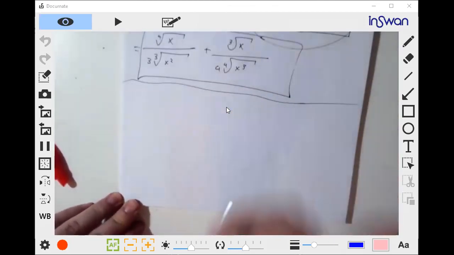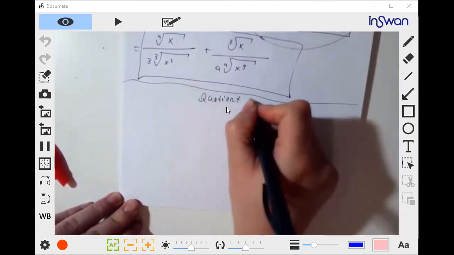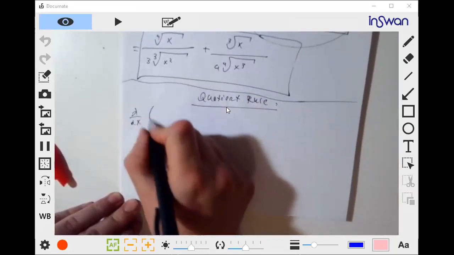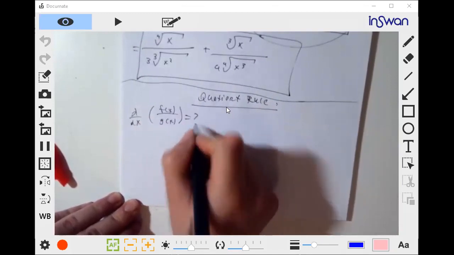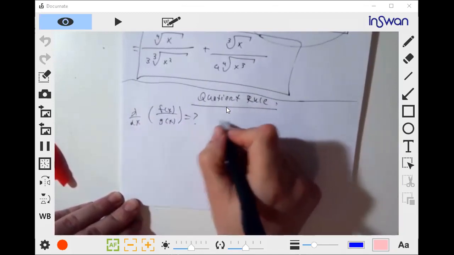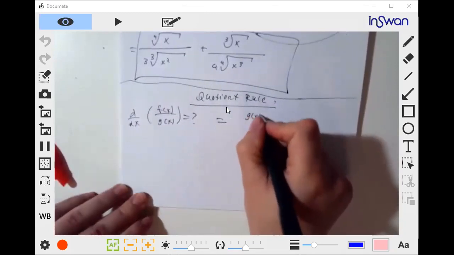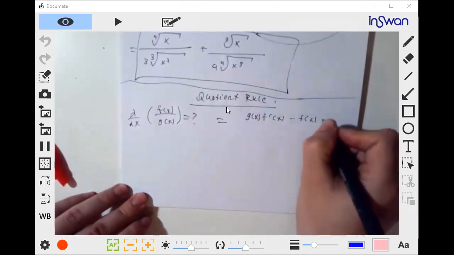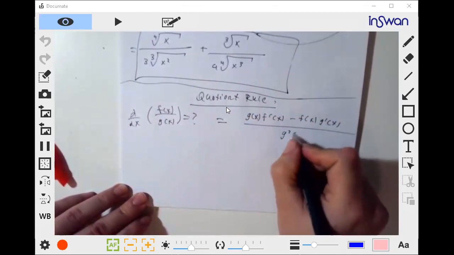Now that we've talked about the product rule, let's talk about the quotient rule. This is the question of what is d dx of some f of x divided by some g of x. Well, it just so turns out that this is equal to bottom times derivative of the top minus the top times derivative of the bottom all over the bottom squared.